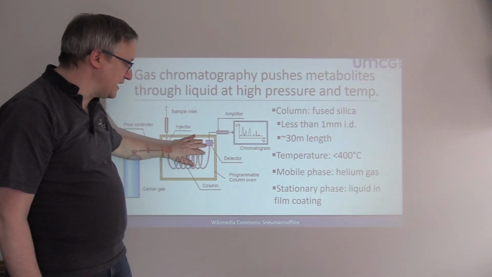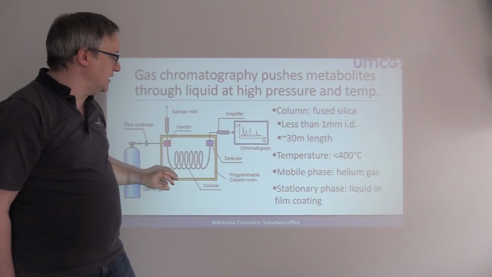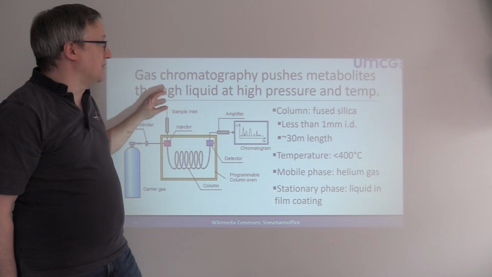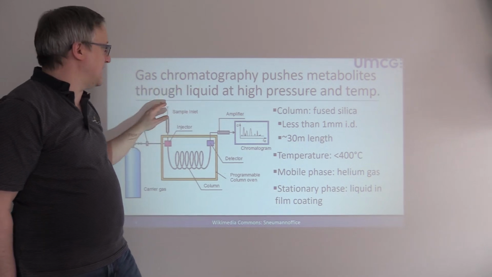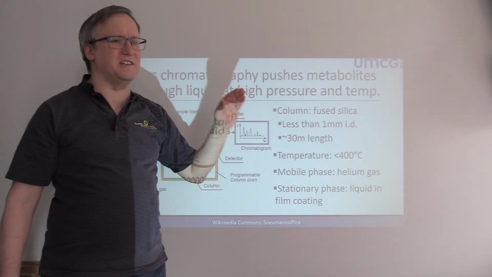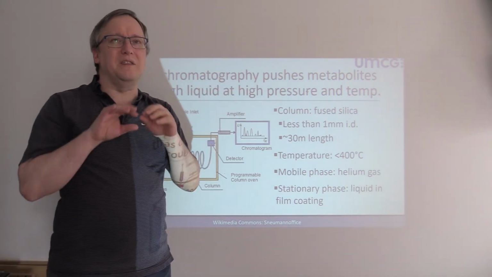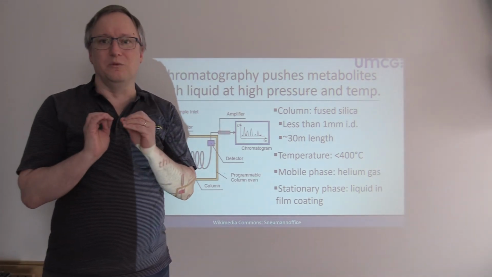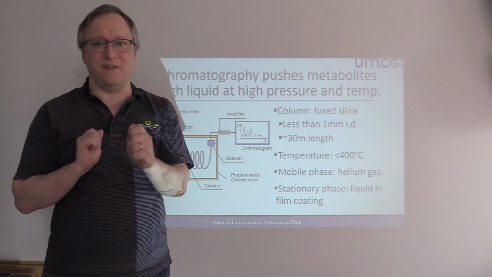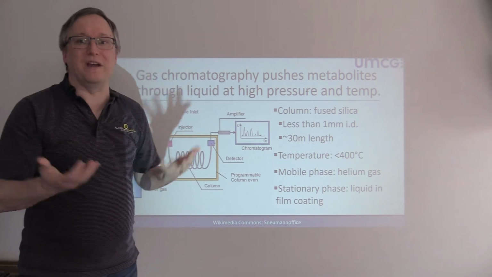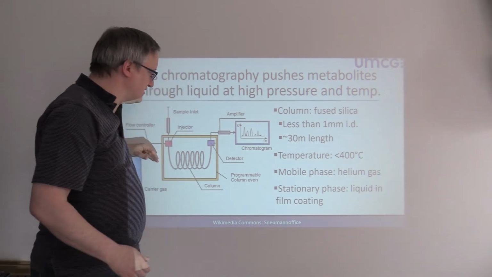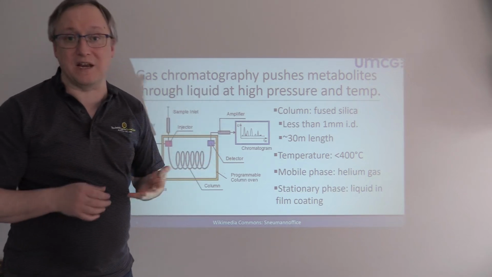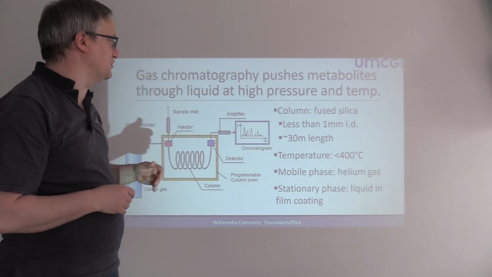So we start with this lovely diagram from Stefan Neumann's office. He's a really great metabolite mass spectrometrist. So gas chromatography pushes metabolites through liquid at high pressure and temperature. Now I think that the way that I've written this headline is a little confusing, really. What we're attempting to do is put metabolites into the gas phase because they're quite volatile. So they're going to be in gas phase, moving through chromatography, then they reach the mass spec by way of electron impact ionization.